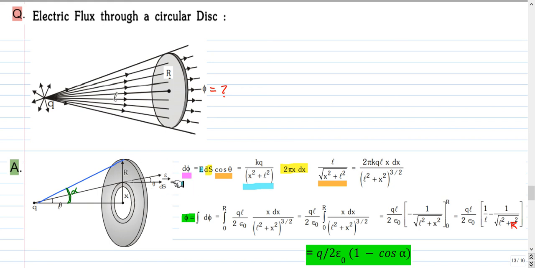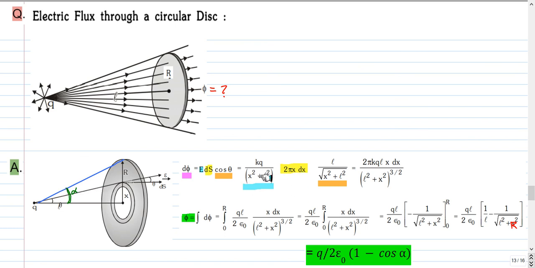So all the cos components of this electric field flux will add, because E dot dS is E dS into the cosine of the angle between E and dS, which is theta. The electric field at a distance equal to the hypotenuse of this triangle, which is made of L and the radius x, is square root of L square plus x square, so the distance square is x square plus L square.